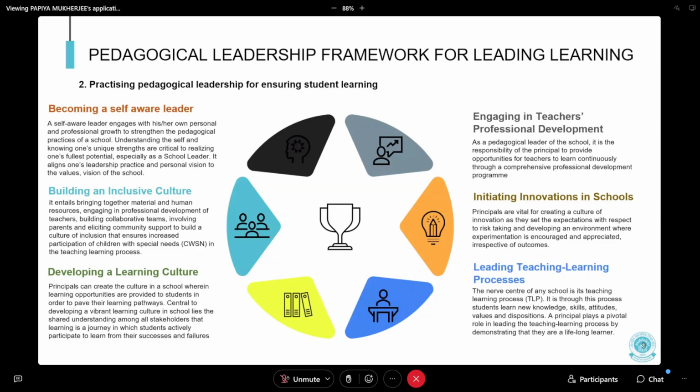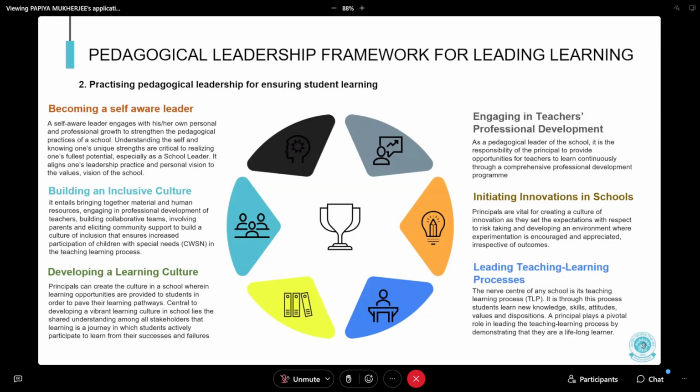Central to developing a vibrant learning culture in school is the understanding among all stakeholders. It's very important that once you have created a vibrant learning culture, where everybody is a co-learner, everyone learns, the teachers and the students together. So another important understanding is that all the major stakeholders need to know that learning is a journey where every student participates and they will learn from their own success and failure.